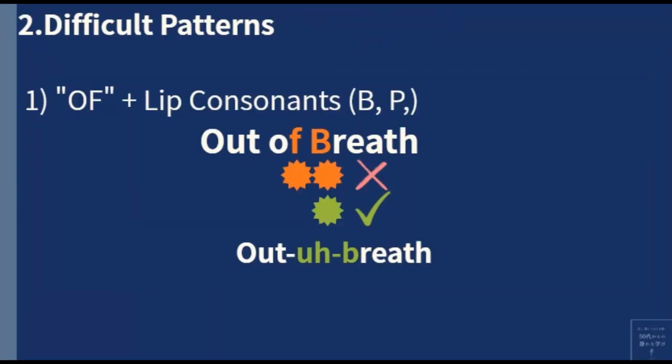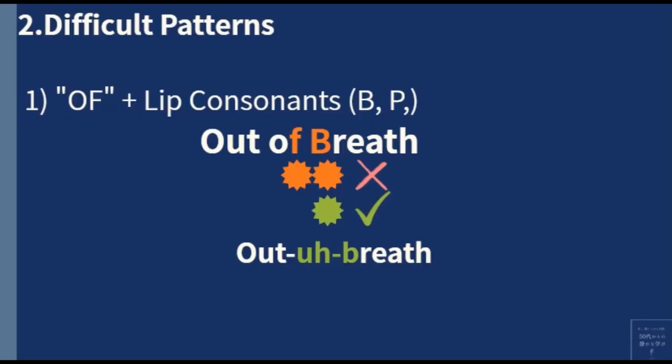Let's take a closer look at the first one, of followed by lip consonants. Take the common phrase, out of breath, as in, I'm running out of breath. The problem is the V sound requires your upper teeth and the lower lip, but the B in breath requires both lips. When you try to move from V to B, it creates a massive traffic jam.